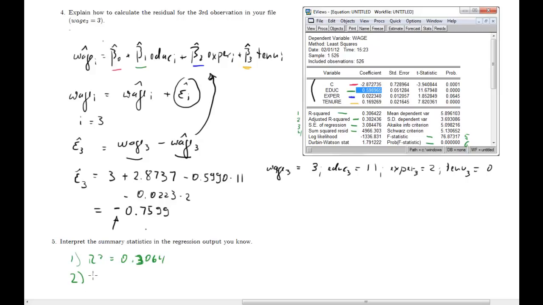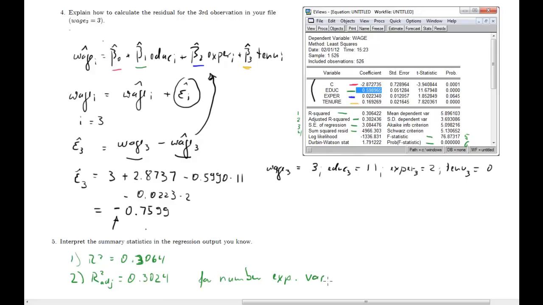2, the adjusted R squared is 0.3024. So that's very similar to the R squared. It's usually, or it's somewhat smaller than the R squared. And this is adjusted for the number of explanatory variables.